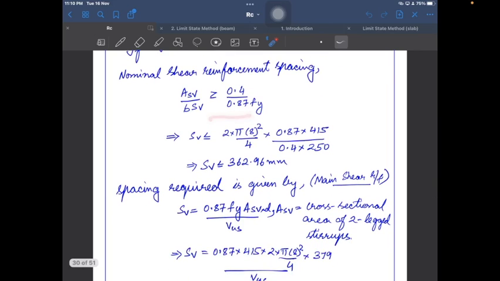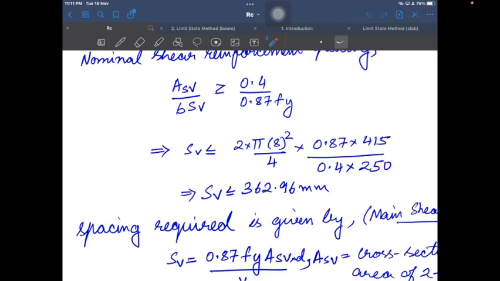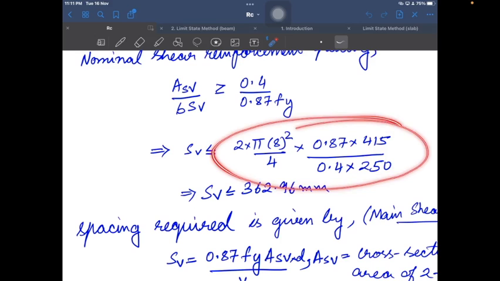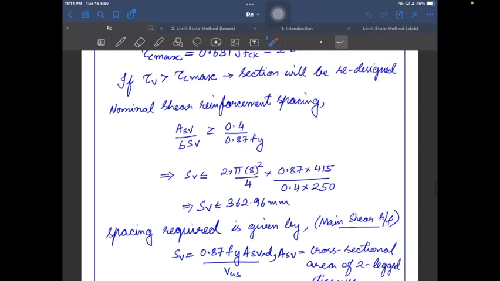Using this formula, ASV: we are giving two-legged 8 mm dia stirrups, so our ASV will be 2 into pi into 8 square by 4. B is our 250, SV is the spacing, and Fy is the grade of steel. So you just see this calculation, and you get the SV spacing from here.